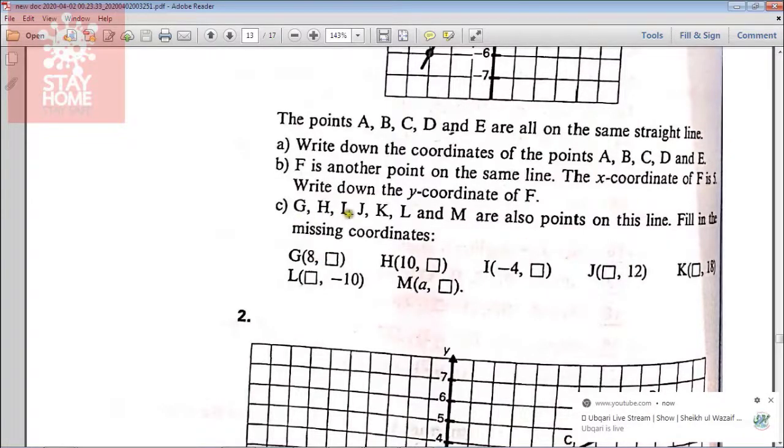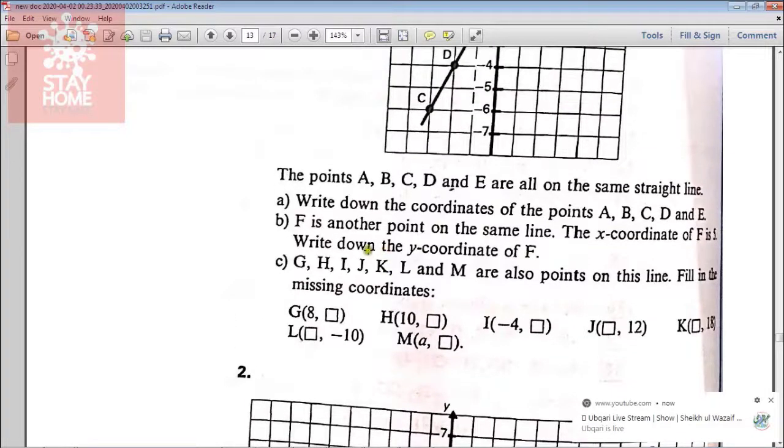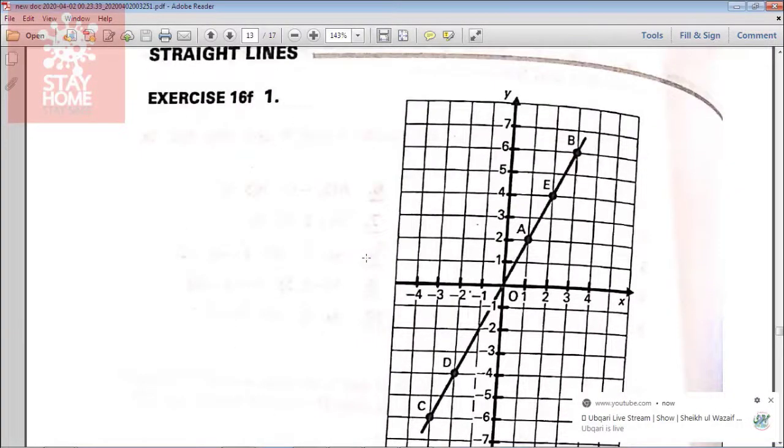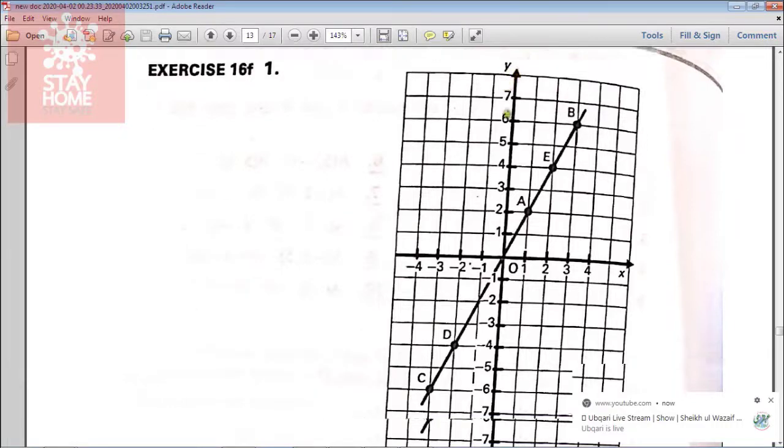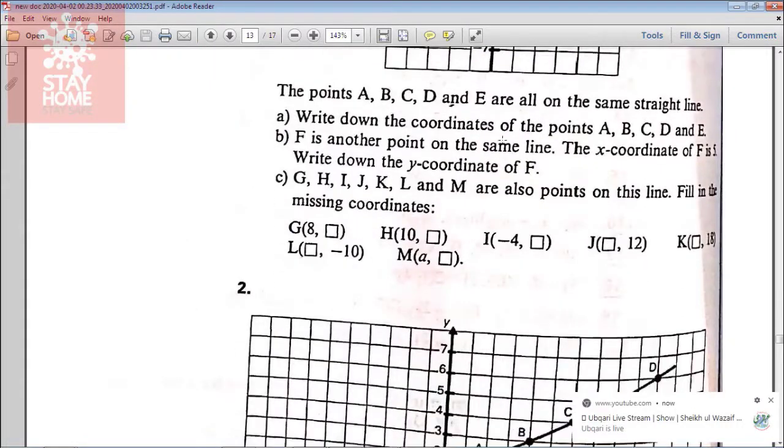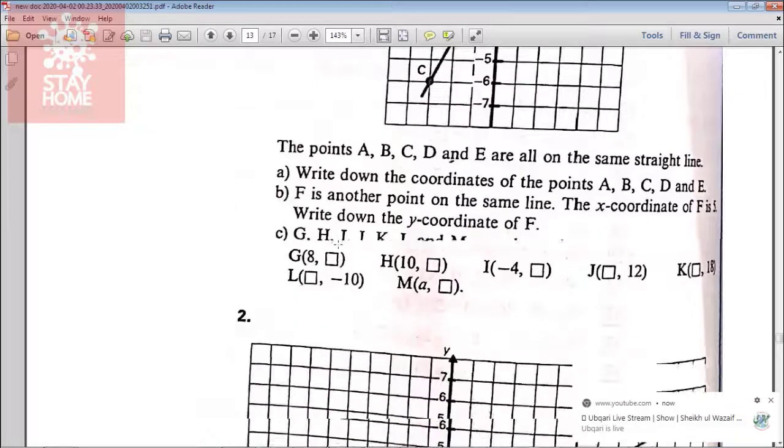Next, G, H, I, J, K, L and M are also points on this line. Fill the missing coordinates. G, 8, positive 8. Here no value, so you need to draw it first, then we can find out.